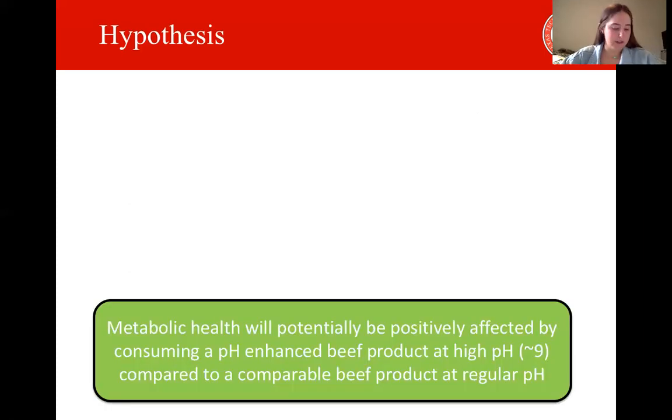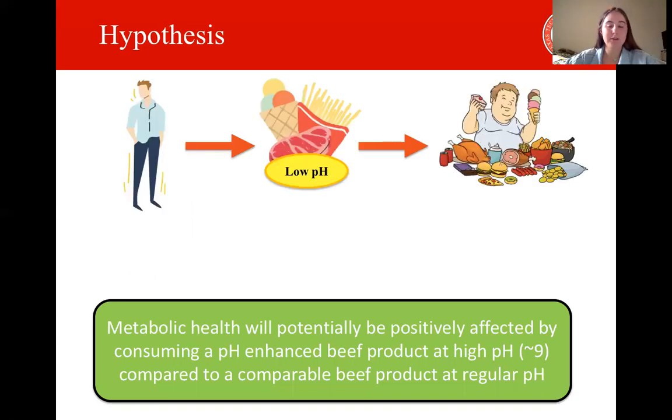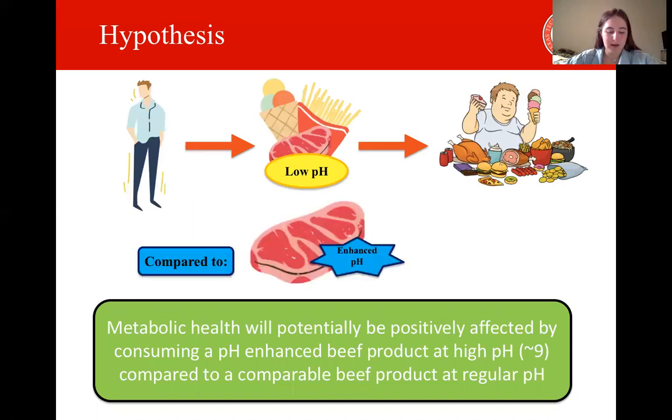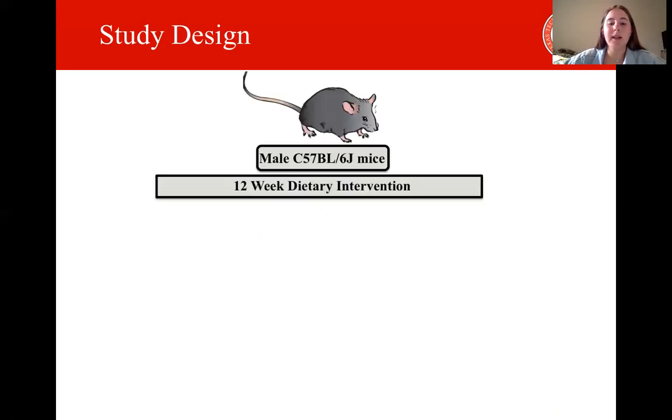Considering all of these factors, we hypothesize that consuming a high-fat, acidic diet will contribute to metabolic diseases and the development of obesity when compared to an alkaline diet, which will inhibit the development of obesity. To test our hypothesis, we conducted a pilot study using 5 mice per group. This study included a 12-week dietary intervention using a male mice model.